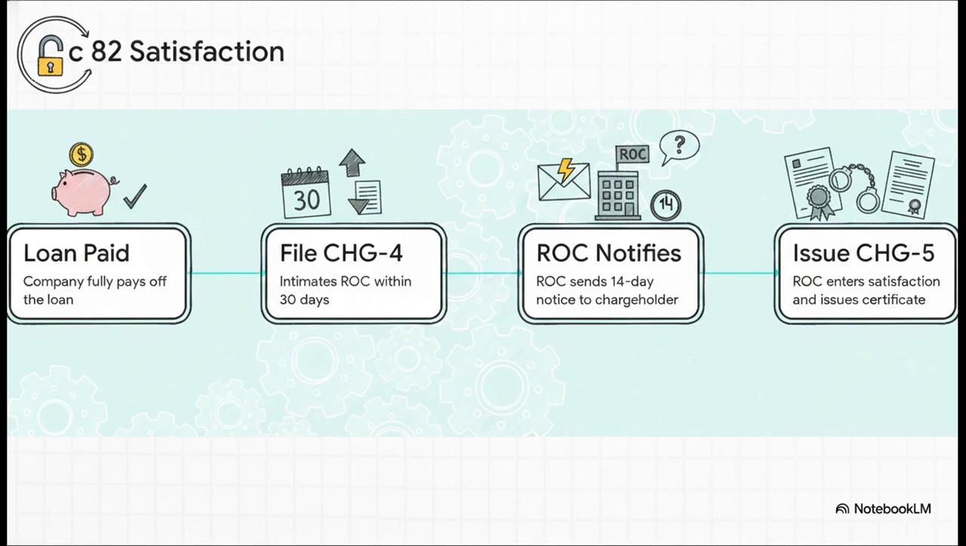Once filed, if that form isn't already signed by the charge holder, the ROC sends a 14-day notice to the bank just to verify, like, hey, did they really pay you back? If the bank doesn't object, the ROC officially records the satisfaction and issues Form CHG5. CHG5 is basically your official freedom certificate proving the asset is completely clear and yours again.